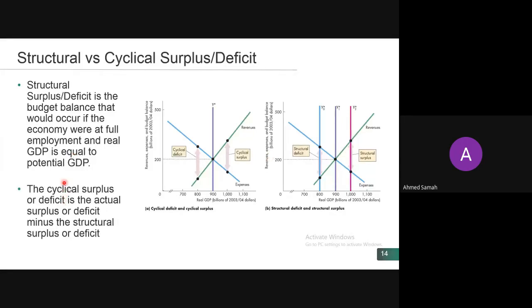Then the cyclical surplus or deficit is the actual surplus or deficit minus the structural surplus or deficit. So the actual budget deficit minus the structural budget deficit gives us the cyclical budget deficit, which occurs due to the business cycle, and the same for the cyclical surplus as well. The changes due to the business cycle in the deficit or surplus are called the cyclical deficit or surplus.